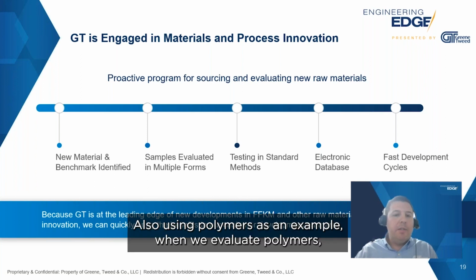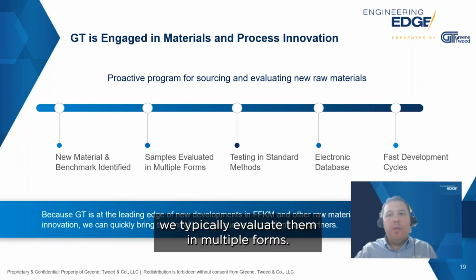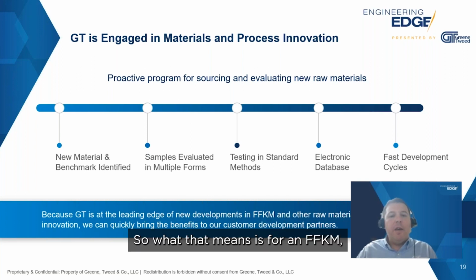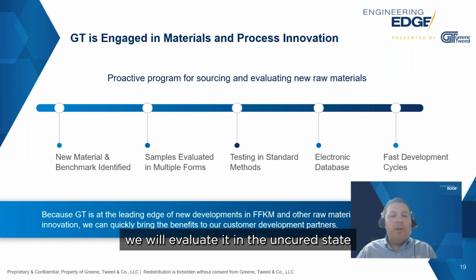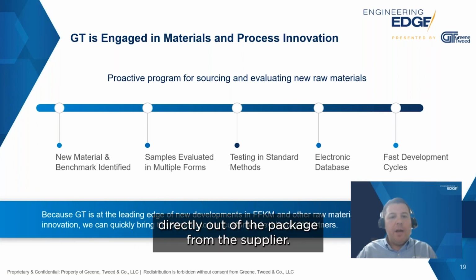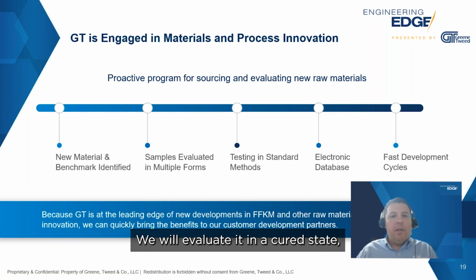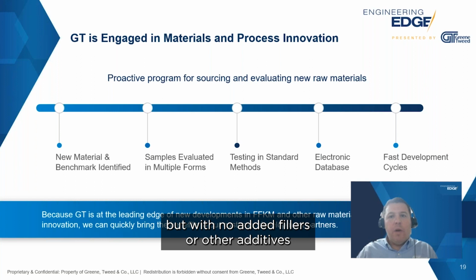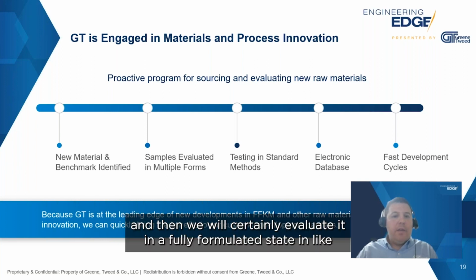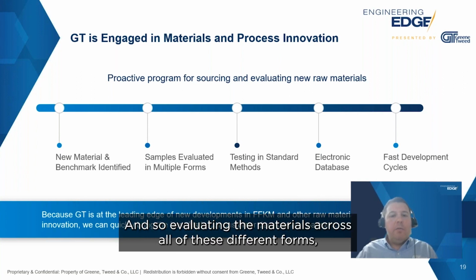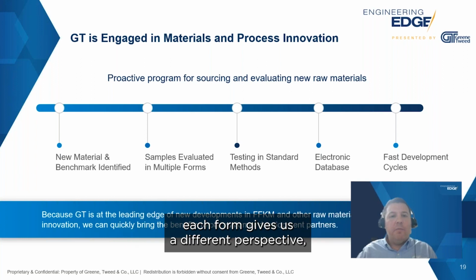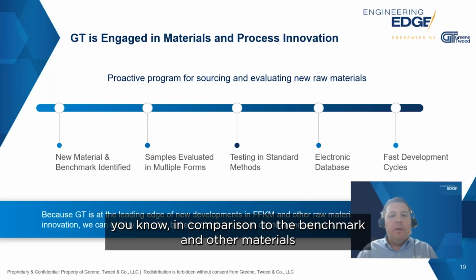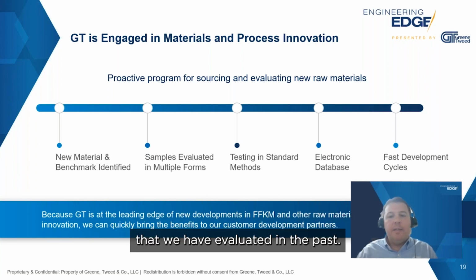Also, using polymers as an example, when we evaluate polymers, we typically evaluate them in multiple forms. So what that means is, like for an FFKM, we will evaluate it in the uncured state, directly out of the package from the supplier. We will evaluate it in a cured state, but with no added fillers or other additives. And then we will certainly evaluate it in a fully formulated state in like a model compound. And so evaluating the materials across all of these different forms, each form gives us a different perspective, in comparison to the benchmark and other materials that we have evaluated in the past.